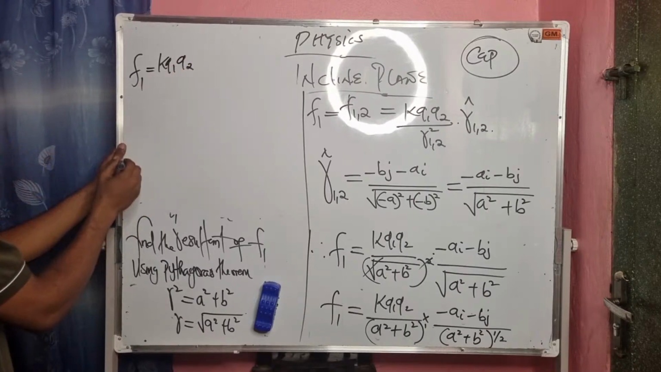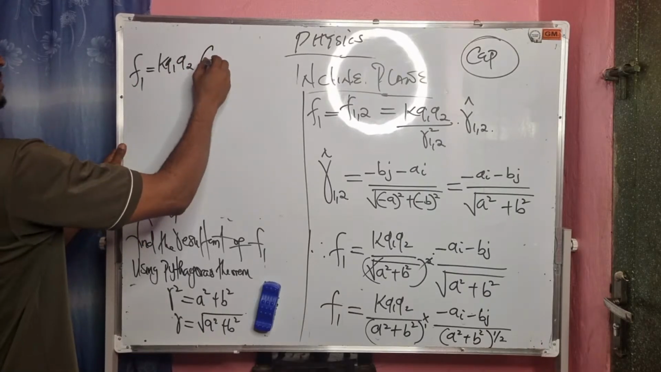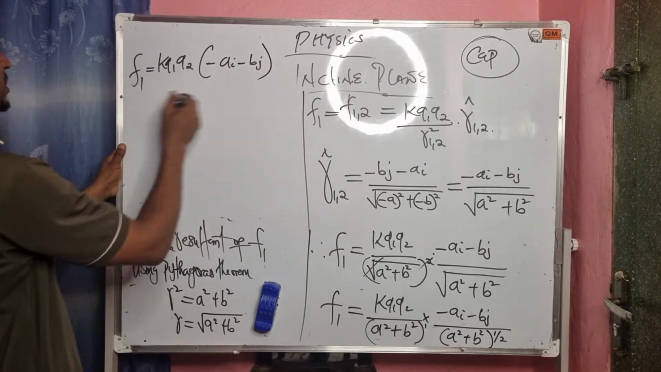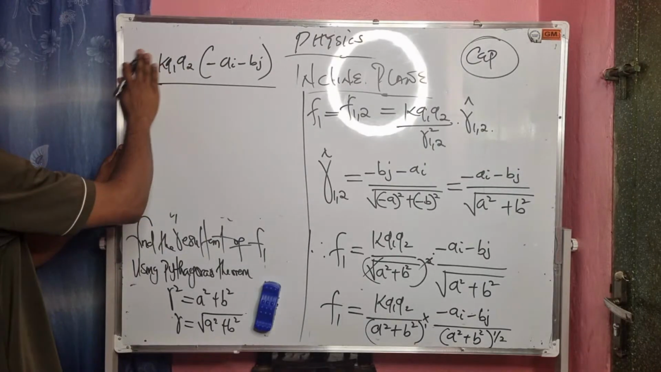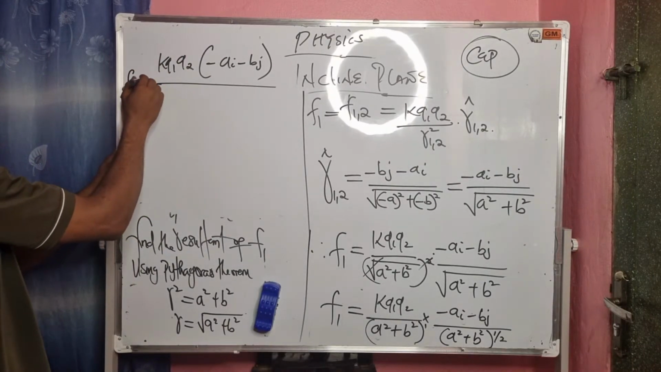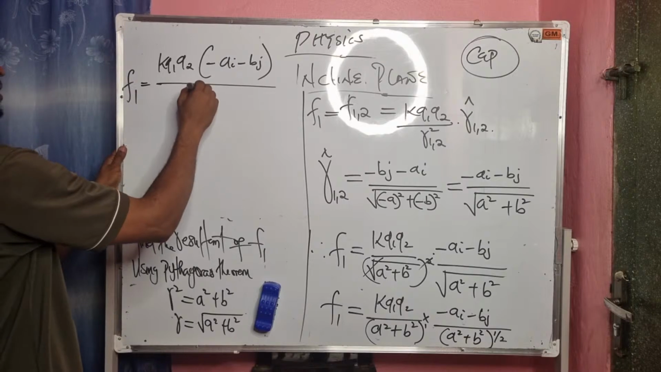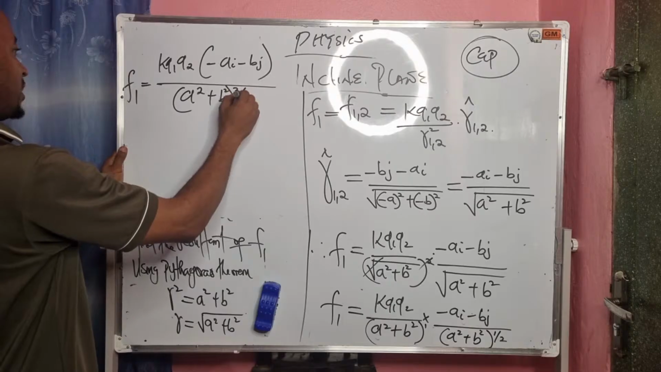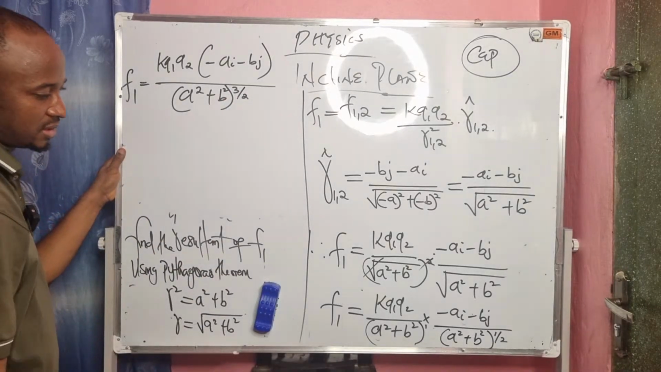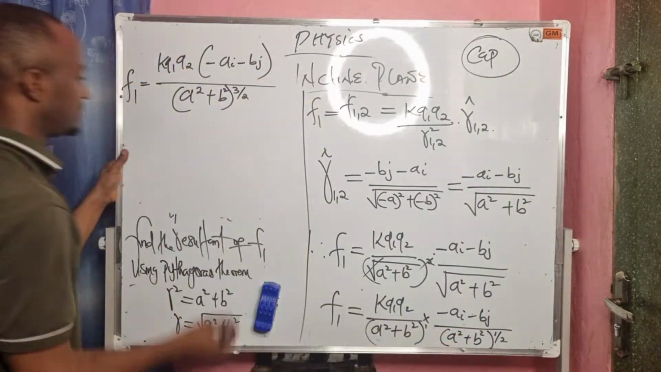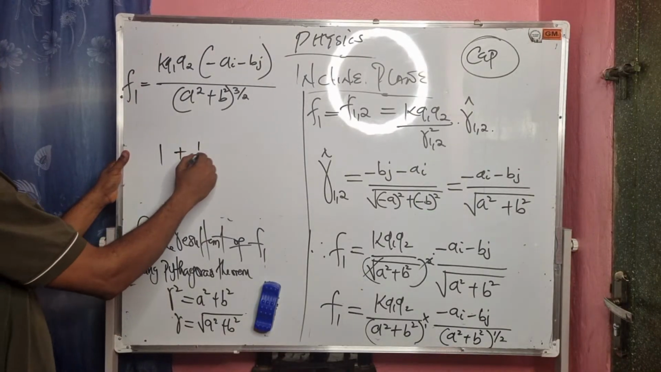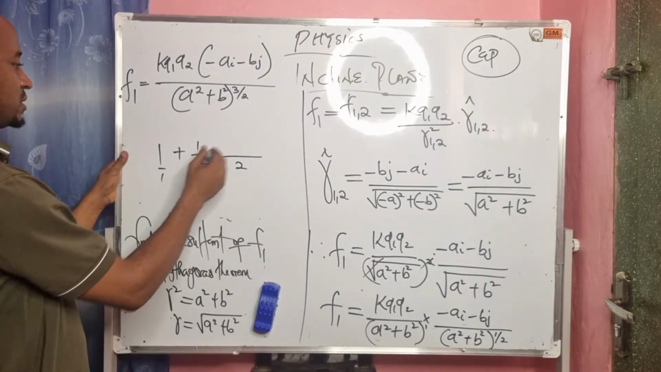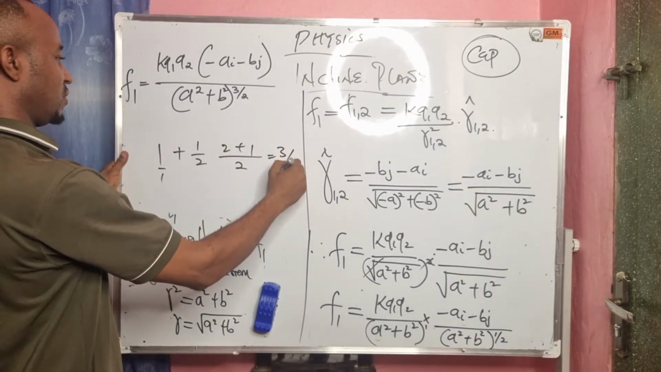KQ1, Q2 times minus AI minus BJ, all divided by A squared plus B squared, all to the power of 3 over 2, right? If the power is 1 and the other is half, meaning I'm going to add all the powers, 1 plus half. That will give us what? The LCM is 2. Here will give us 2 plus 1, which is 3 over 2.